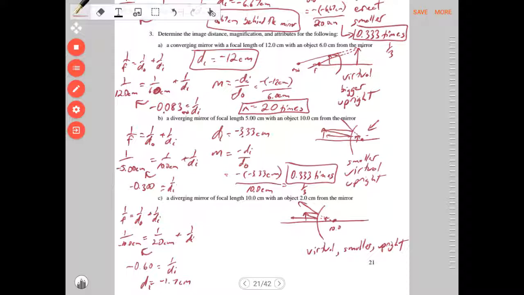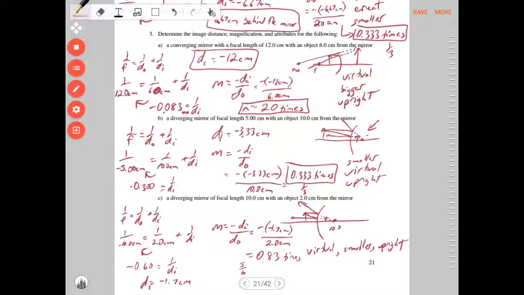Okay, so of course that means 1.7 centimeters behind the mirror, and magnification negative di over do, so negative 1.7 centimeters divided by do was 2.0 centimeters. Okay, so that works out to 0.83 times. Now, if you make that into a fraction, that's actually 5/6.